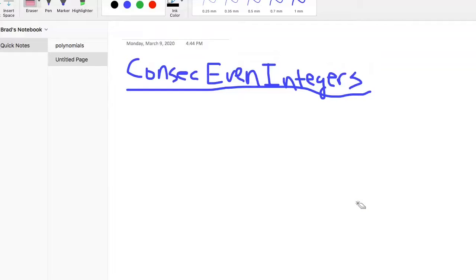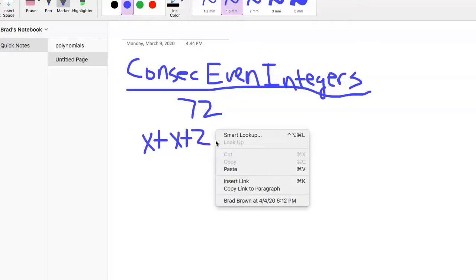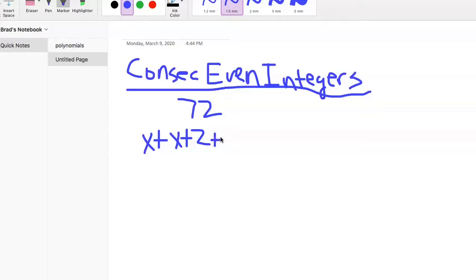Okay, let's do one more. Let's say this time it's 3 consecutive even integers, total 72. Okay, so we're looking for 72. Same thing again, 3 consecutive even integers, so just practicing doing the same thing. I've got x plus x plus 2 plus x plus 4 equals 72.